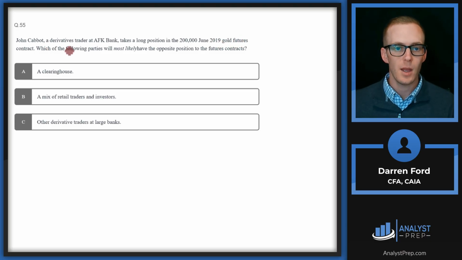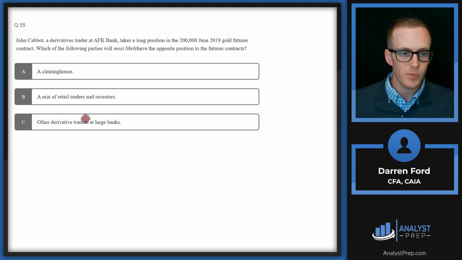John Cabot, a derivatives trader at AFK Bank, takes a long position in 200,000 June 2019 gold futures contracts. Which of the following parties will most likely have the opposite position to the futures contracts? Is it A, the clearinghouse, B, a mix of retail traders and investors, or C, other derivative traders at large banks?